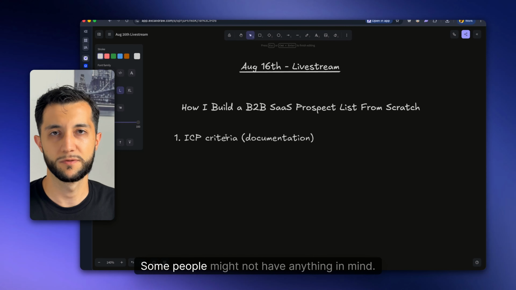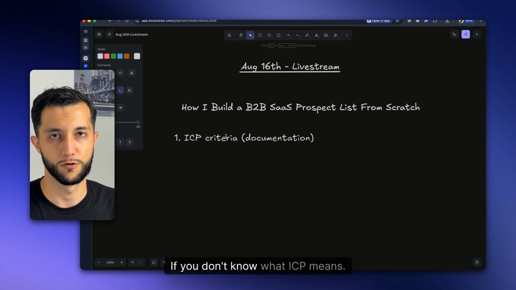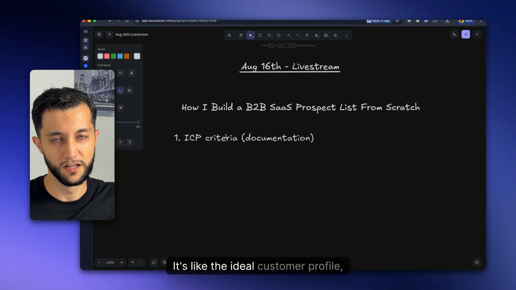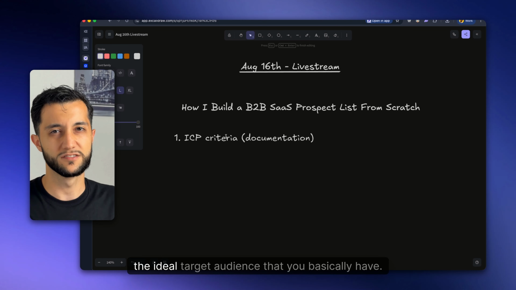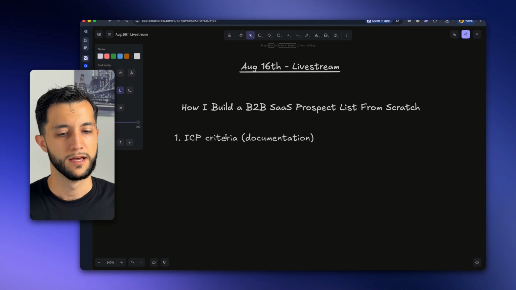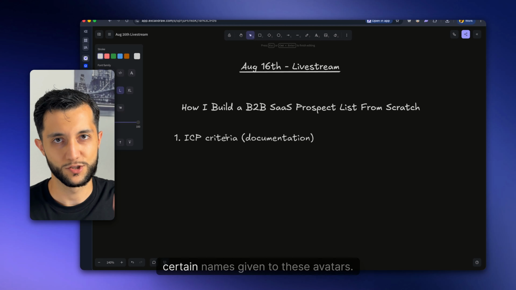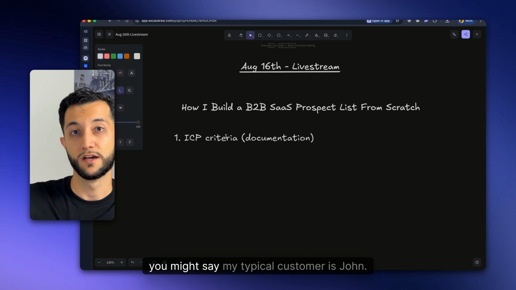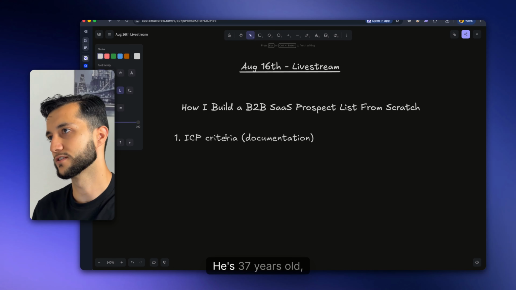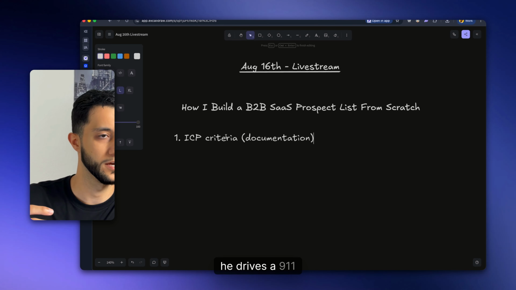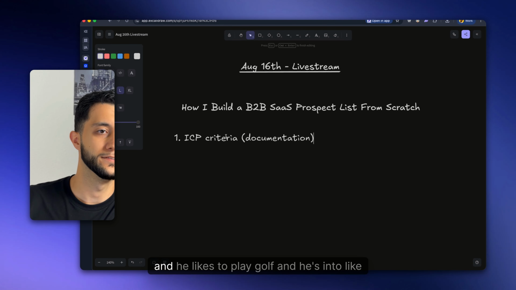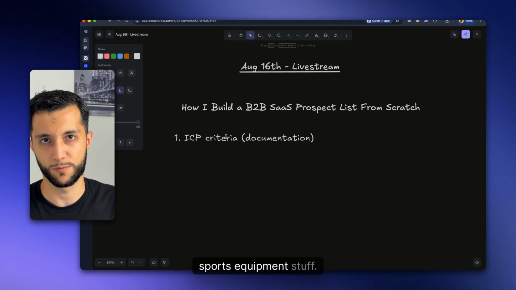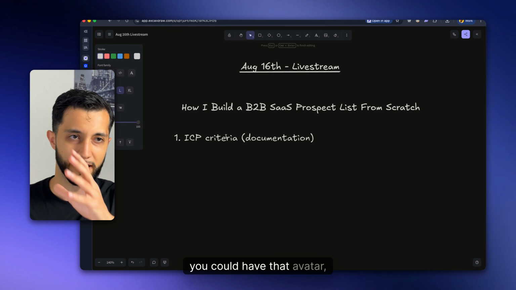Now, if I talk about ICP, a lot of people just immediately have these avatars in their mind. Some people might not have anything in mind. If you don't know what ICP means, it's basically ideal client profile, right? It's like the ideal customer profile, the ideal target audience that you basically have. And a lot of people have certain names given to these avatars. Like you might say, my typical customer is John. He's 37 years old. He drives a 911 and he likes to play golf, and he's into sports equipment stuff. You could have that avatar, right?